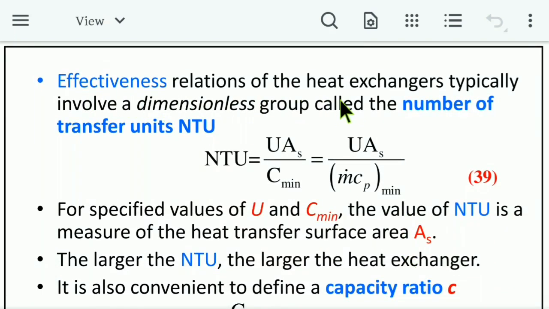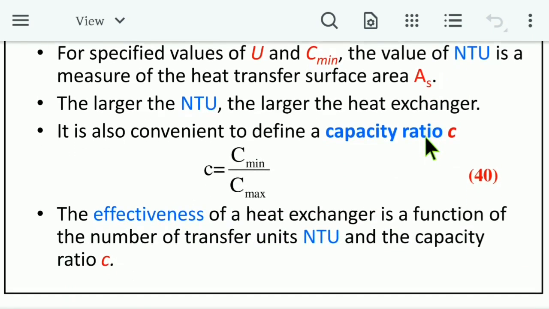Effectiveness relations of heat exchangers typically involve a dimensionless group called the number of transfer units, NTU. NTU is equal to UAs divided by C min. We can write it as UAs divided by m dot Cp min. Equation 39. For specified values of U and C min, the value of NTU is a measure of the heat transfer surface area As. The larger the NTU, the larger the heat exchanger. It is also convenient to define a capacity ratio c, which is c equal to C min divided by C max. This is equation 40.